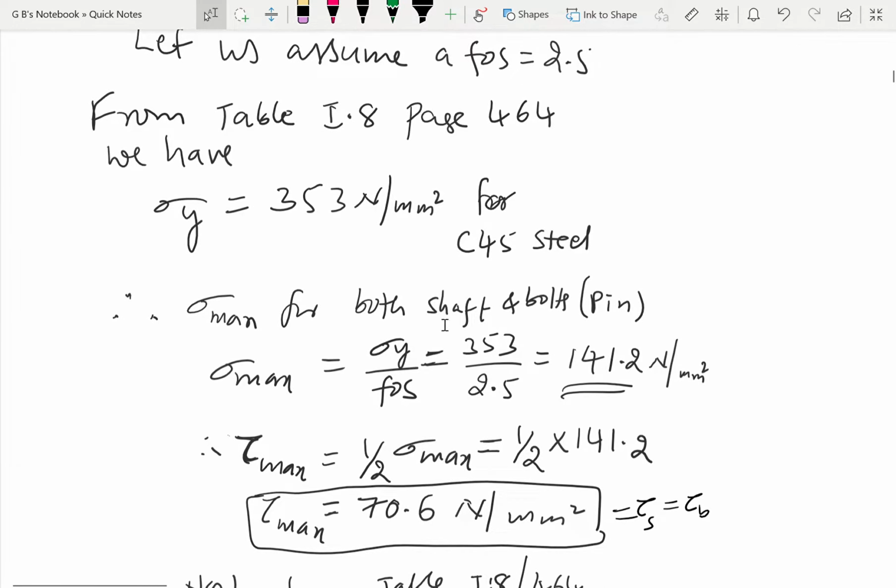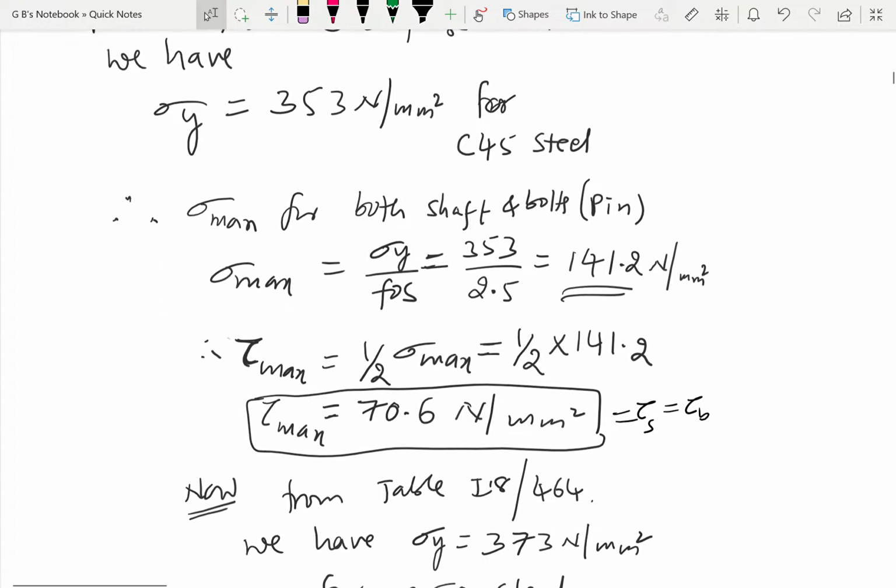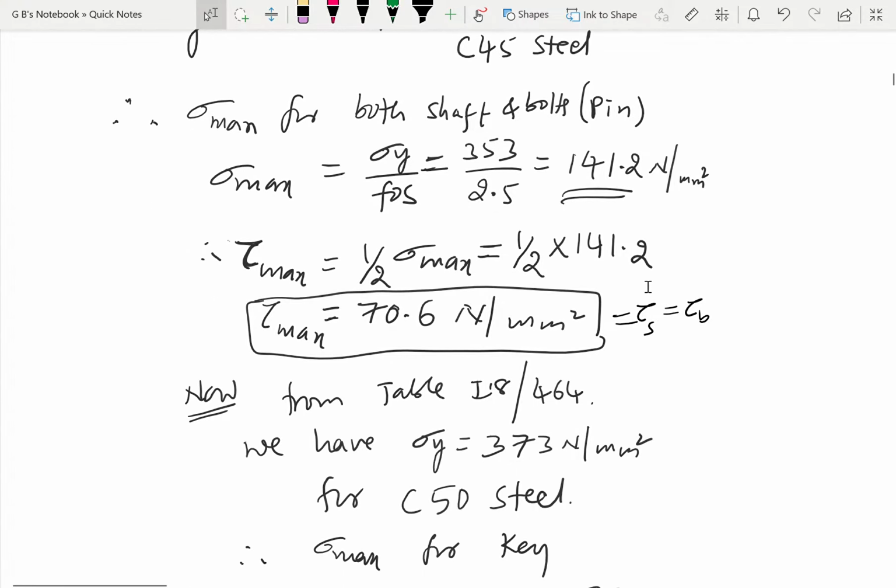So maximum stress for both shaft and bolts, in this case it is pin, sigma maximum is equal to sigma y by FOS, that is 353 divided by 2.5. So we get 141.2 Newton per millimeter squared. So maximum shear stress can be taken as half of sigma maximum, that is 70.6 Newton per millimeter squared. That is nothing but the shear stress in the shaft and also in the bolt. These are actually the allowable stresses in the shaft and the bolt material.